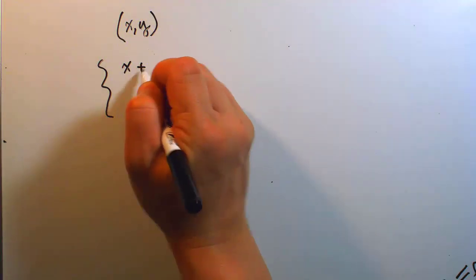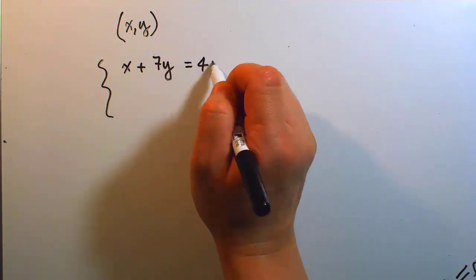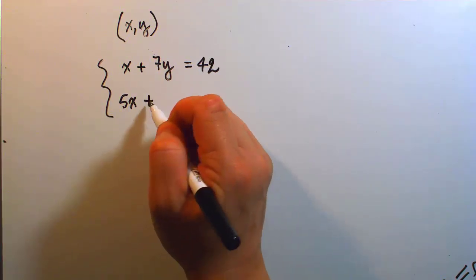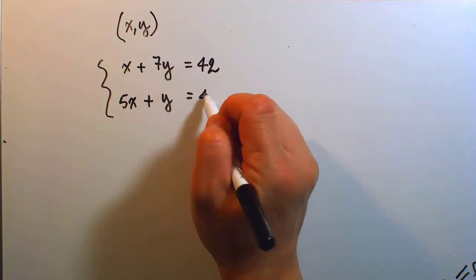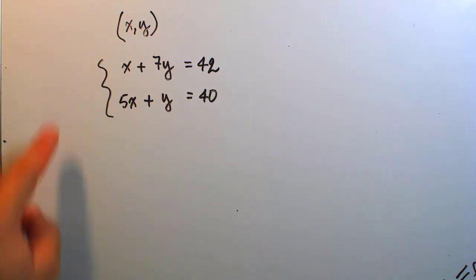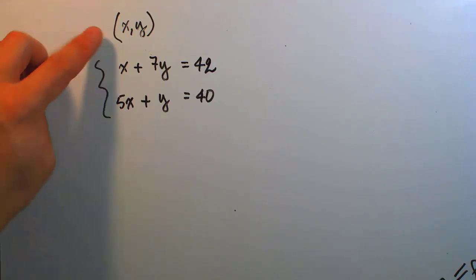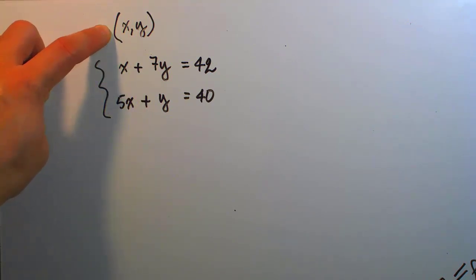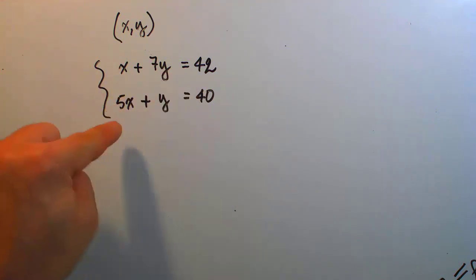x plus 7y equals 42. And the other equation was 5x plus y equals 40. So once again, my point is the intersection of the two lines that we saw previously in the graph, expressed as a pair of values x and y. That pair of values x and y is simply just the solution to this system of two linear equations.